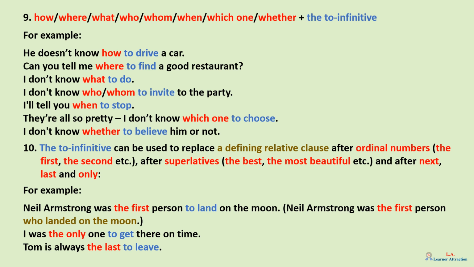10. The to infinitive can be used to replace a defining relative clause after ordinal numbers, the first, the second, etc., after superlatives, the best, the most beautiful, etc., and after next, last, and only. For example, Neil Armstrong was the first person to land on the moon. Means, Neil Armstrong was the first person who landed on the moon.